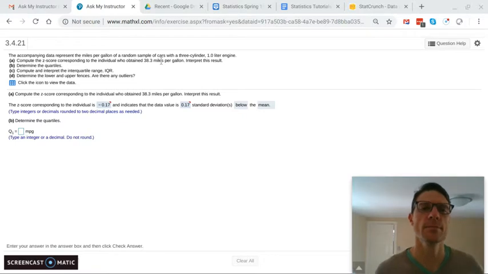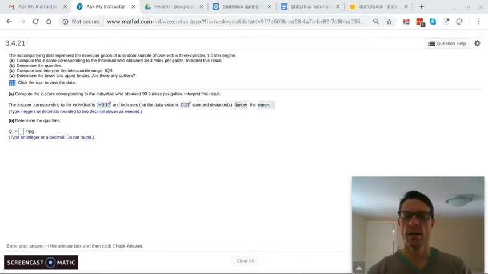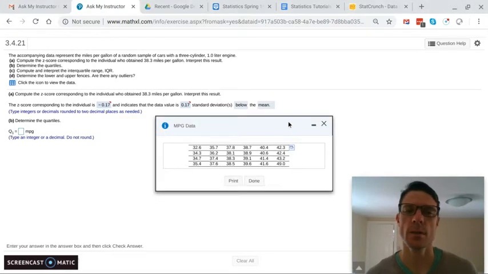38.3 miles per gallon. So a z-score as a concept is just a way to tell how many standard deviations above or below the mean a particular data point is. So if we want to know what the z-score of 38.3 is, we have to know both the mean and the standard deviation of the data. Right now we don't even know if it's above or below the mean, right? So to do that, we can just use StatCrunch real quick, load the data up.